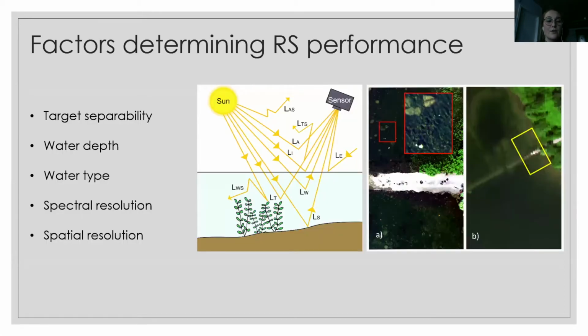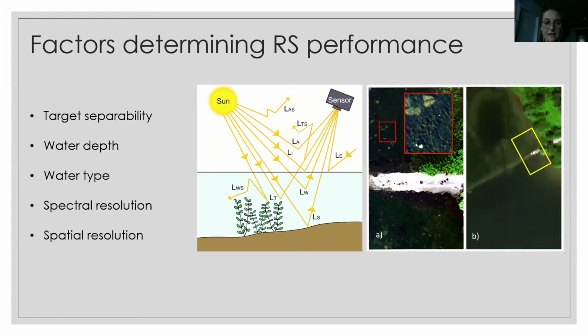So I found that there were these 5 main targets that kind of defined whether aquatic remote sensing would be successful, and it's target separability. So what are you looking at and how are you looking at it? Water depth and water type, which are functions of the medium itself. So how thick is that water column and how does it interact with the light? And then spectral resolution and spatial resolution are factors determined by your imaging methods. So which sensor are you using, which platform are you using?